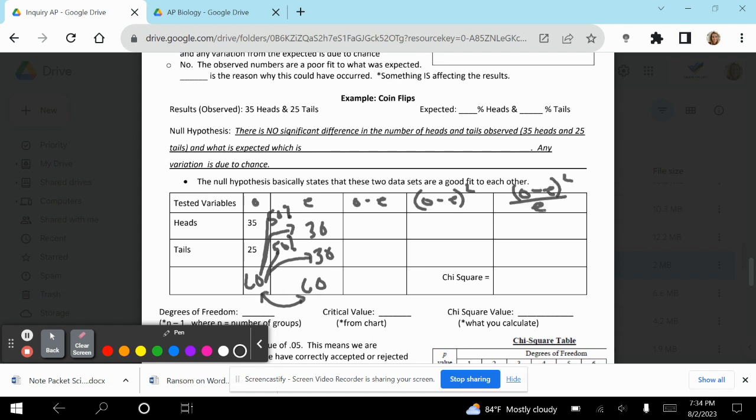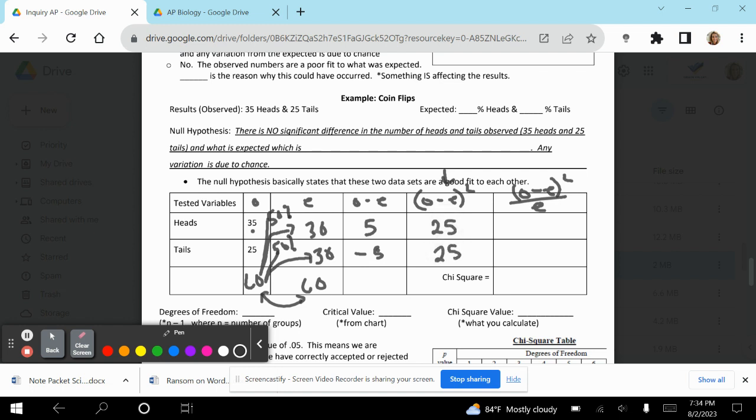And now we need to do simple math. So O minus E. We have 35 minus 30, so that's going to give us 5. And 25 minus 30 is going to be a negative 5. Now you can put the negative in here, but we are about ready to square that value, and our negative is going to disappear. So if you don't put the negative there, then you're not going to be counted off. So 5 squared, 5 times 5, is going to give us 25. Same here, negative 5 squared is 25.